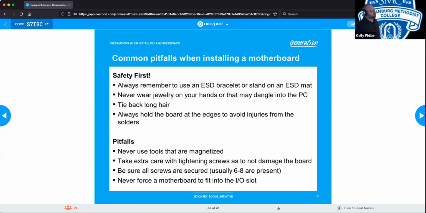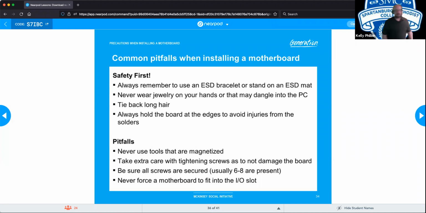So always be sure to utilize an ESD bracelet, anti-static bags, ESD mats, or ESD gloves, something that will protect those components from electrostatic discharge. Never wear jewelry on your hands unless you're covering them with electrostatic gloves. Then it is okay, because your jewelry can actually inadvertently create a connection between 2 points on that board and cause a short. And as the capacitors may have stored charges in them, fry out those components at that point.